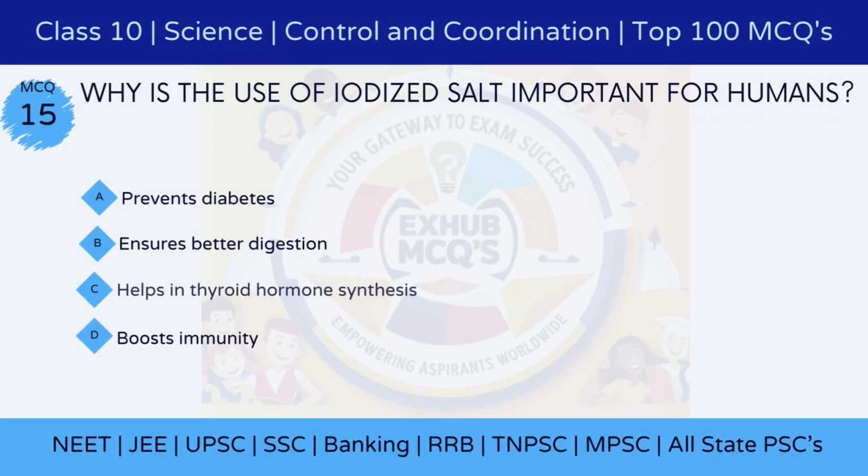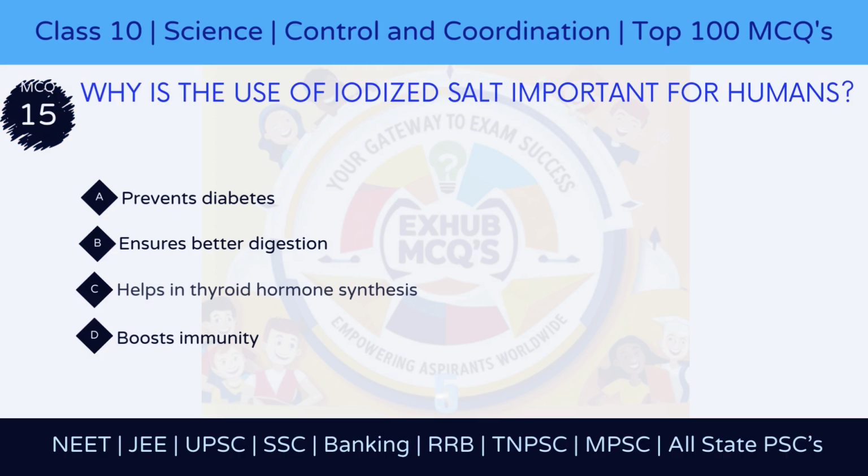Option A, prevents diabetes. Option B, ensures better digestion. Option C, helps in thyroid hormone synthesis. Option D, boosts immunity.